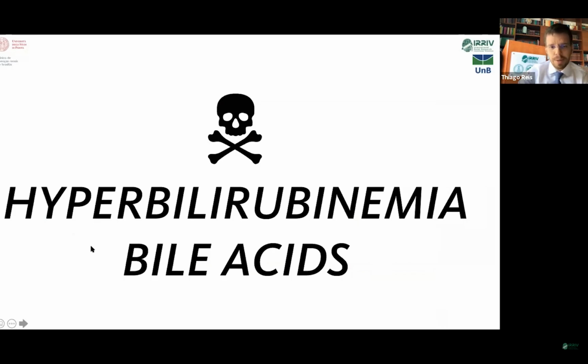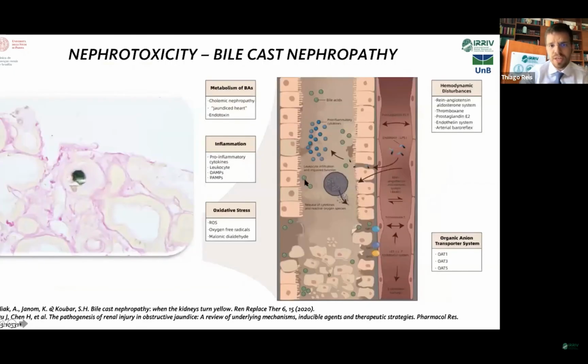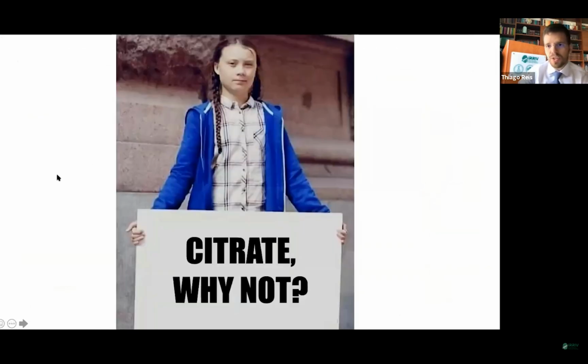Hyperbilirubinemia and biliary acids. This slide shows that biliary acids have a path through a transmembrane receptor which can activate an apoptotic path. So biliary acids can be toxic to the liver itself when they accumulate, and of course to renal tubule cells, causing biliary nephropathy.